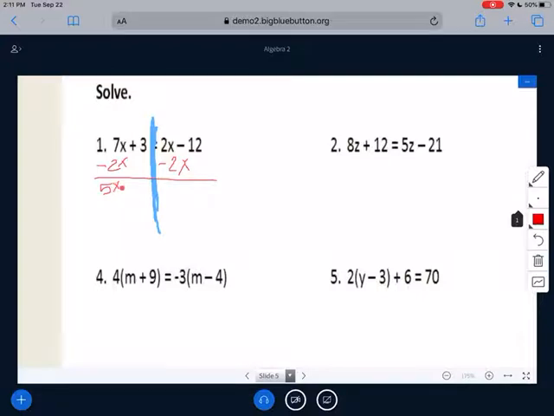So I get 5x plus 3 equals negative 12. Then I'm going to subtract 3 from the left. So I need to subtract 3 from the right. So I get 5x equals negative 15. In order to get x by itself, I divide both sides by 5. And I get x equals negative 3.